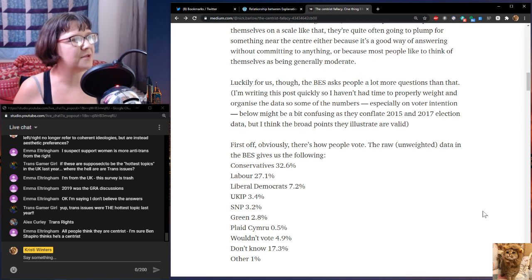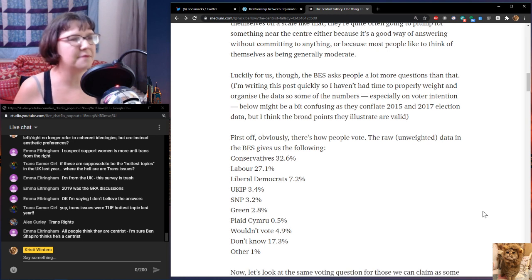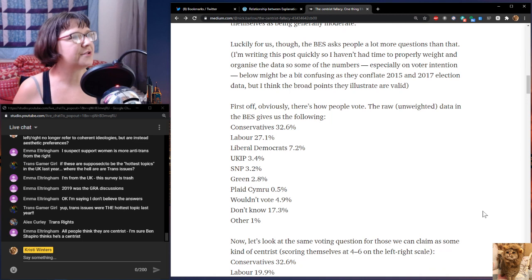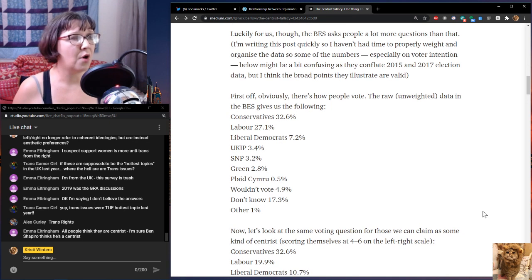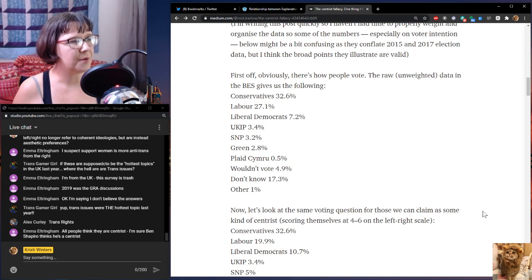I'm writing this post quickly, so I haven't had time to properly weight and organize the data, so disclaimers ahead. First off, there's how people vote. The raw unweighted data in the BES gives us the following: Conservatives 32.6%, Labour 27.1%, Lib Dem 7%, and so on.